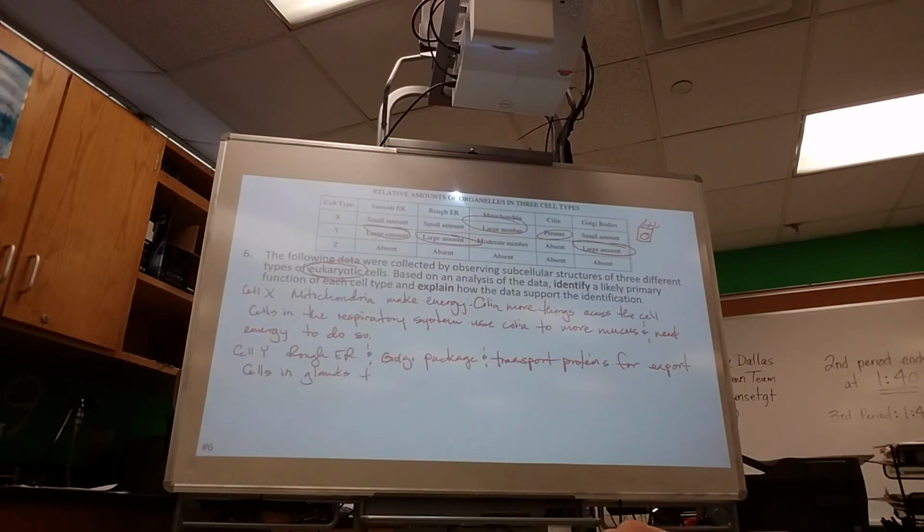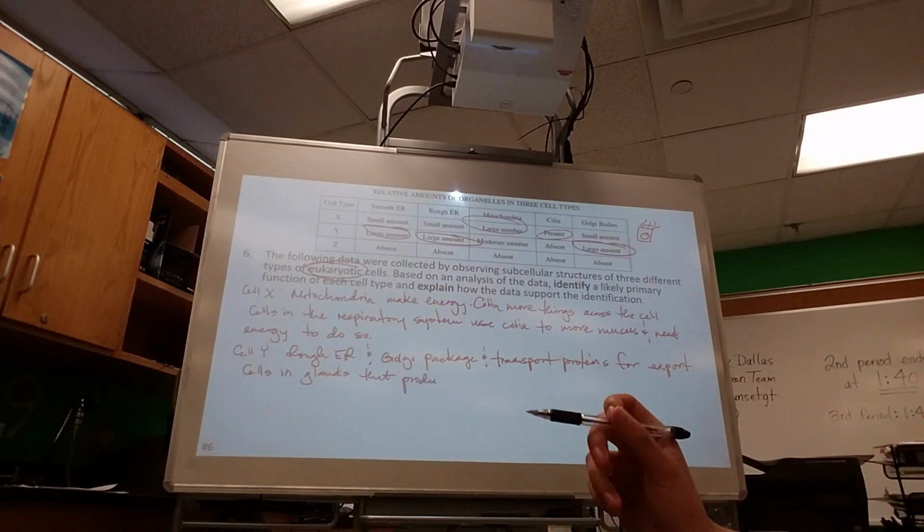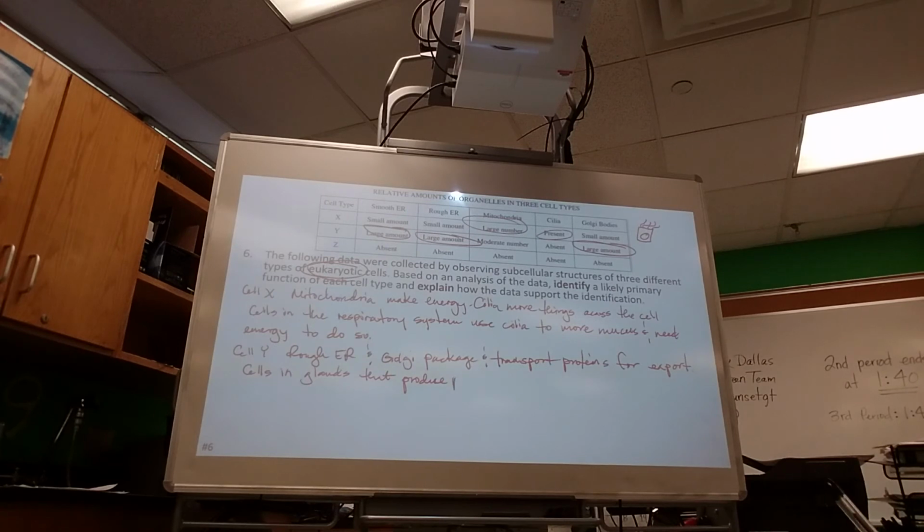Cells in glands that produce protein, or in this case, hormones, and release them. I didn't phrase that right. I'd probably add to that. Cells that would use these organelles.